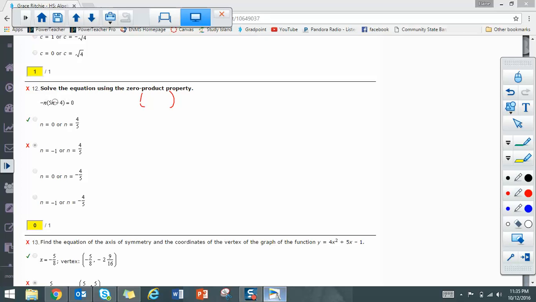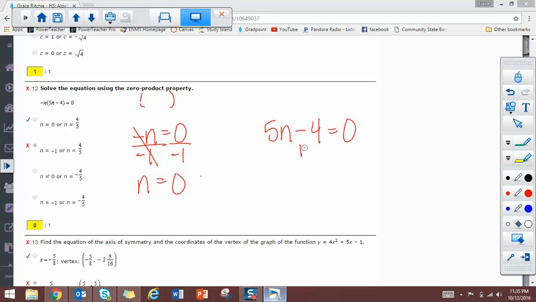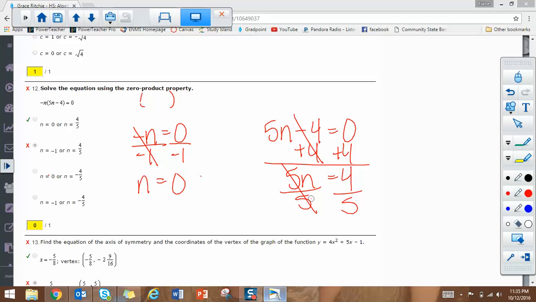So you're going to set negative n equal to 0 and solve. Remember, this negative is just like having a negative 1. So if you divide both sides by negative 1, you get n equals 0 still. And then you have 5n minus 4. And you're also going to set that equal to 0. So we add 4 to both sides, and we get 5n equals 4. Divide both sides by 5, and you'll see n equals 4/5. So you get 0 and 4/5.